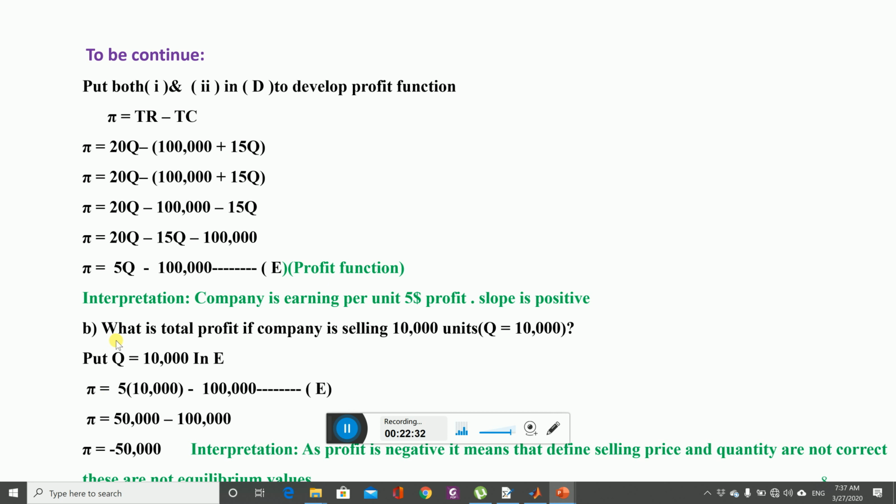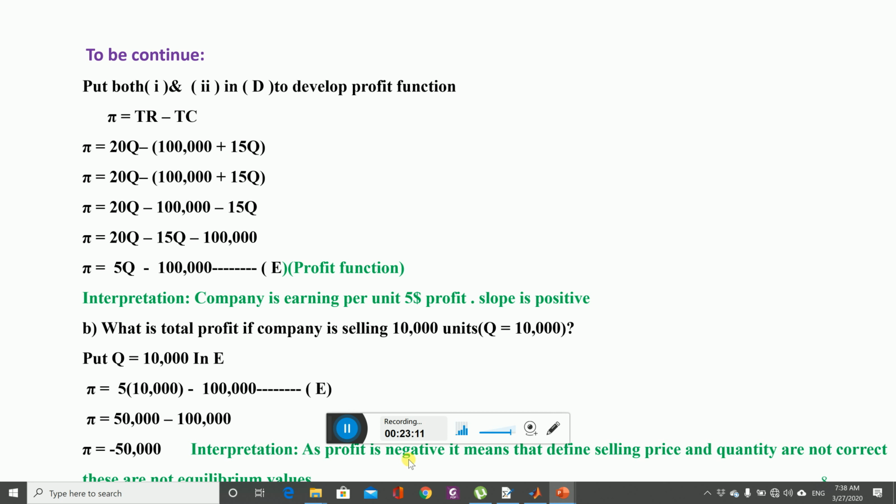Now the second part of the question: what is the total profit if the company is selling 10,000 units? That is, put Q equal to 10,000. So we put Q equal to 10,000 in E, which is the profit function, pi for profit, 5Q minus 1 lakh. I am putting the value of Q, 10,000, in this profit function. 5 times Q, 10,000, minus 1 lakh. 5 times 10,000 is 50,000 minus 1 lakh, and here our profit is minus 50,000.